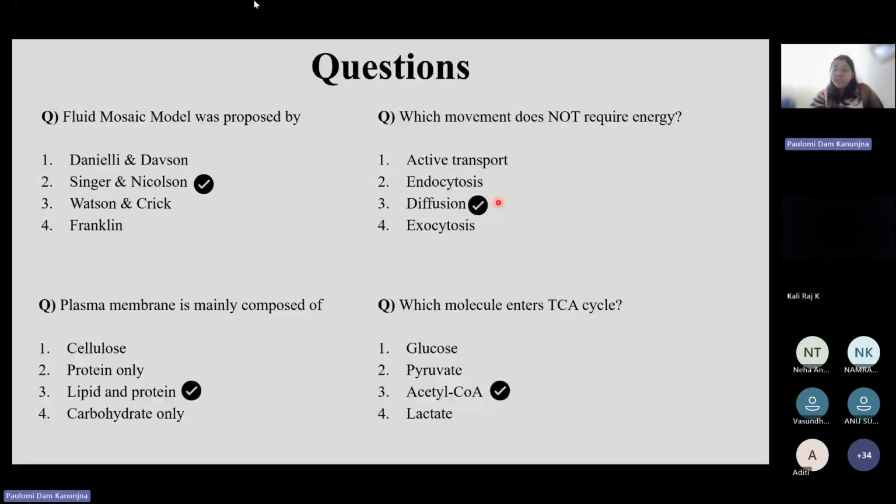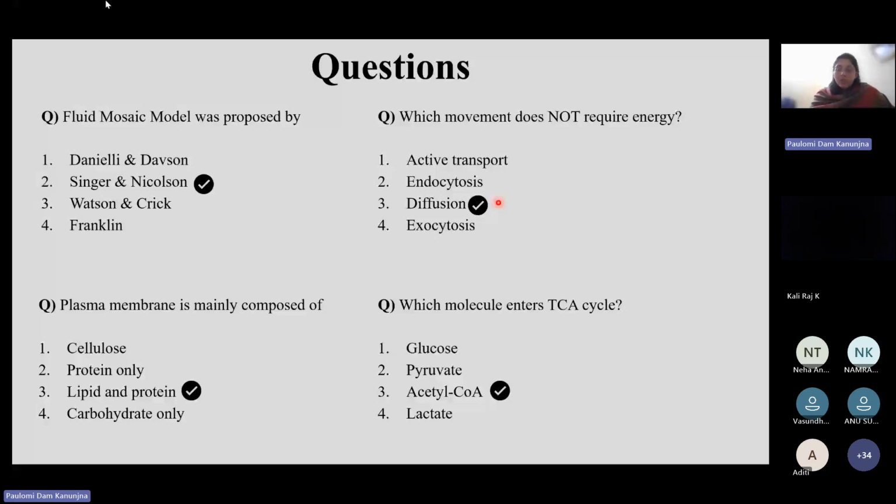Now, endocytosis and exocytosis again require energy. Endocytosis means formation of vesicles, and it basically takes material inside the cell, so ATP is required. Exocytosis is when you push it out of the cell, so it's again requiring ATP. Diffusion, on the contrary, doesn't require any energy. It is the simplest passive process, from high concentration to low concentration, right?